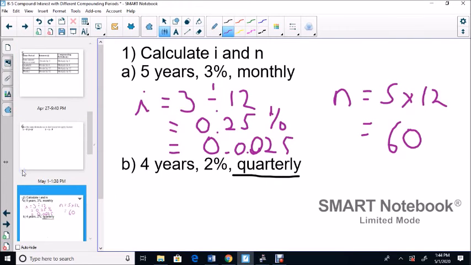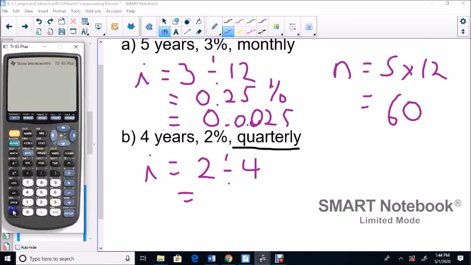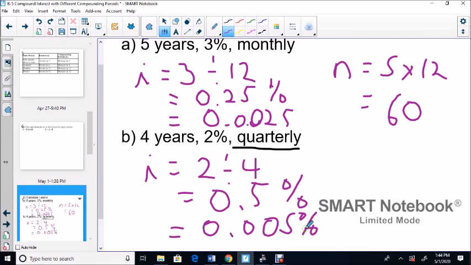So let's go over here. Interest, I, is going to be 2 divided by 4. 2 divided by 4 is, let's go to our calculator. I think it's 0.5, but let's just double check. 2 divided by 4 is 0.5. And that's 0.5%. To turn it into a decimal, you have to divide by 100. So it's as if you move the decimal place over 2 places. So look, 1, 2 when you divide by 100.